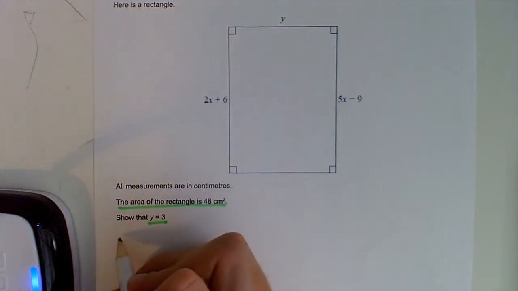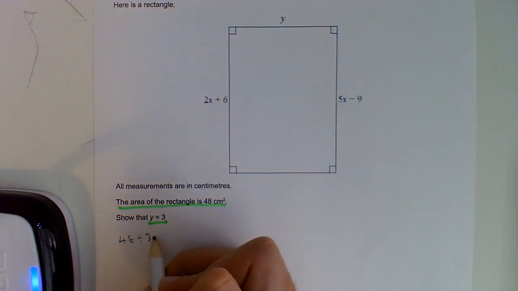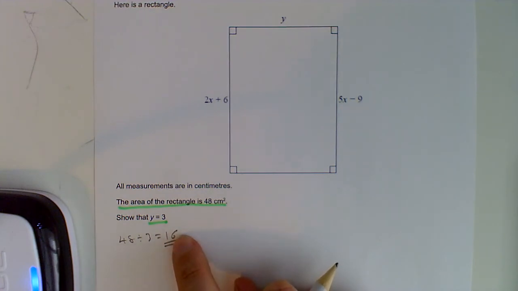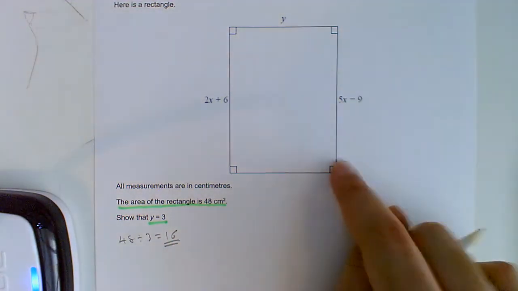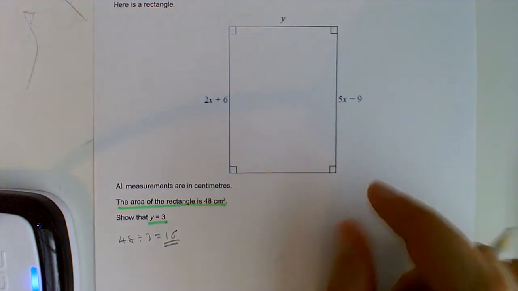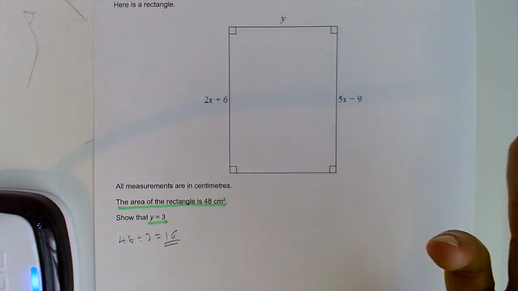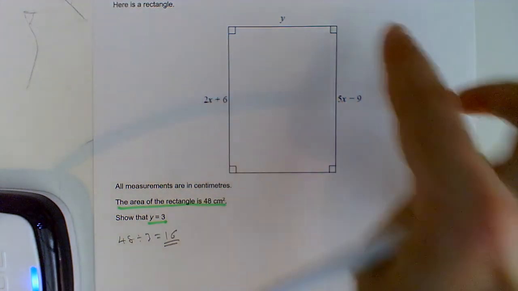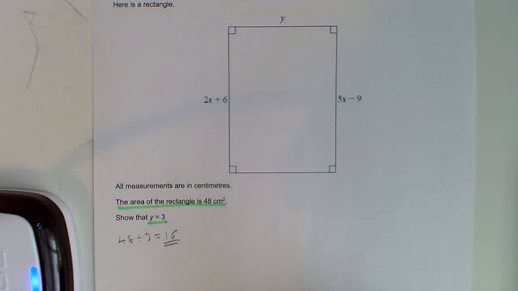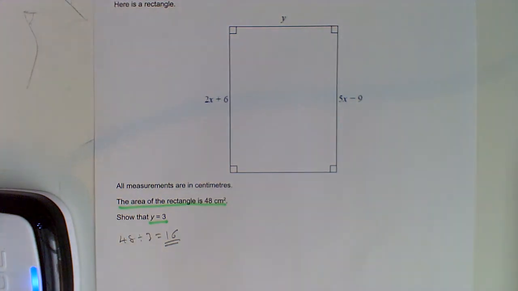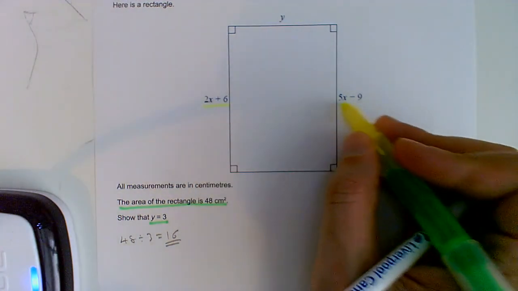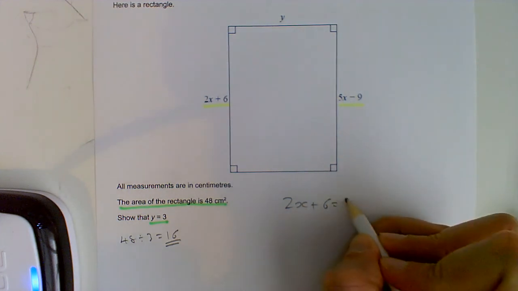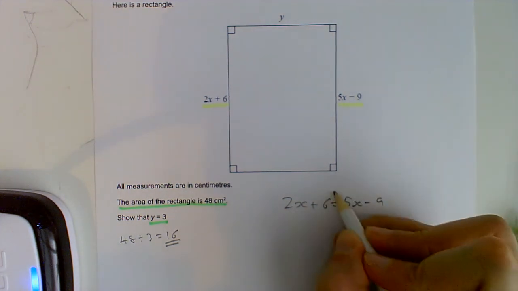Okay, so if I was to do 48 divided by 3, it gives me 16. I can't use the 16 yet because I have to prove that this thing is 16. So I can't prove that it's 16 by just saying it's 16. I need to prove that when I solve this equation and use my x, it gives me an answer of 16. Okay, so what I can now do is say, well, because it's a rectangle, that's going to be the same as that. So 2x add 6 equals 5x minus 9.